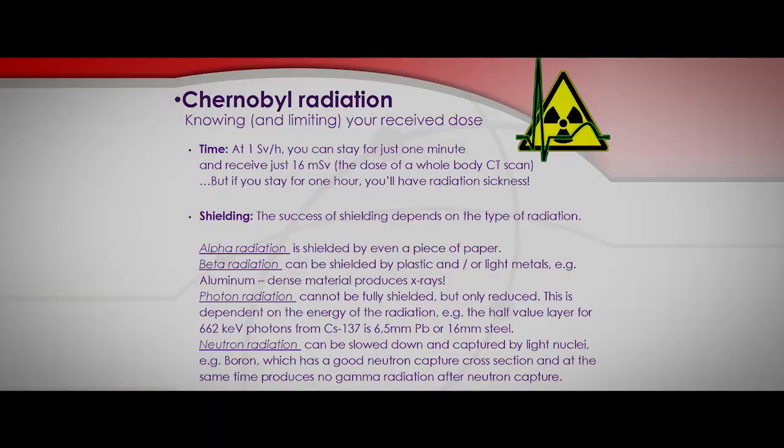Now, a lot of you may think I'm crazy for holding that in my hands, but let's look at why this is not necessarily the case. This is about knowing and limiting your dose. First of all, you can, of course, limit your dose by limiting the time that you stay there. If you stay at 1 sievert per hour, if you stay 1 hour, of course, you receive 1 sievert. If you stay just 1 minute, you receive the dose of a conventional CT scan, which is not that much, doable. You won't have radiation sickness.